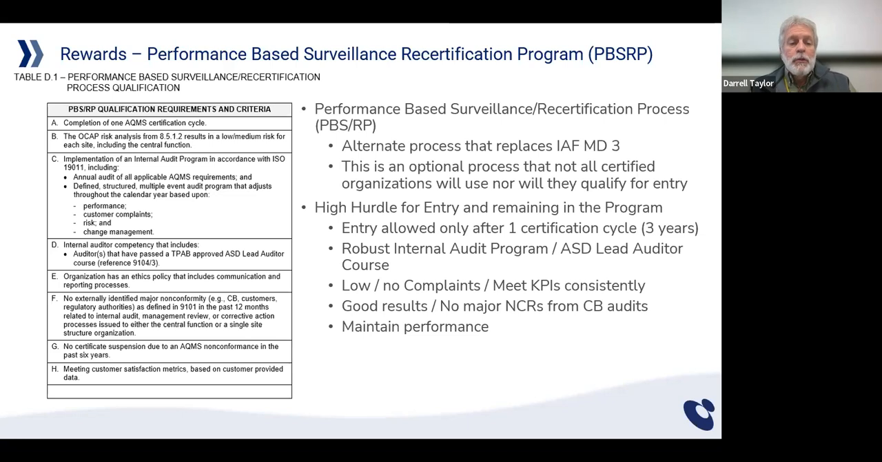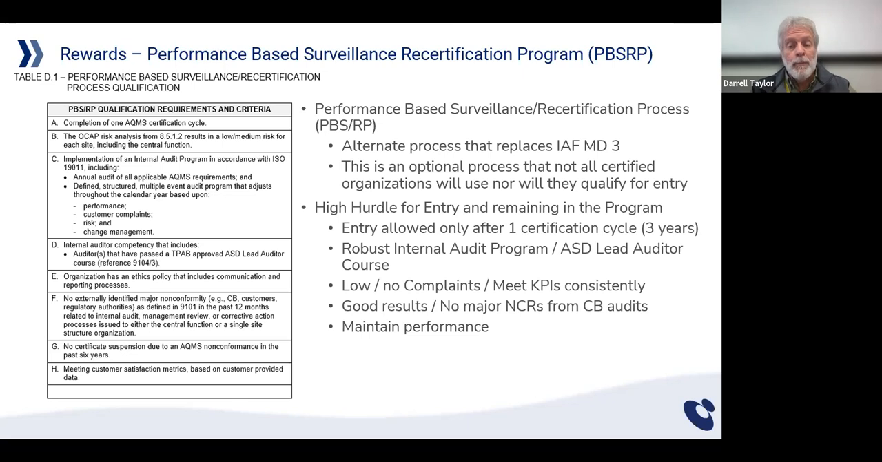E is organization has an ethics policy, becoming more and more important everywhere. The F is you have no externally identified major nonconformities as defined by 9101 in the following categories of internal audit, management review, corrective action processes issued to either the central function or a single site structure organization. So language here is really if your management review process at the central function is written up with a major, you don't qualify for PBSRP.